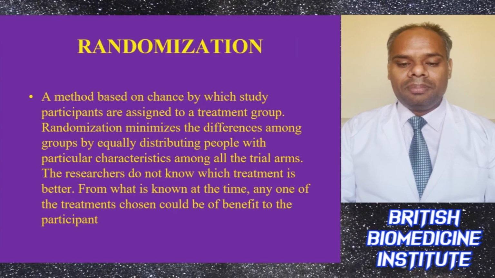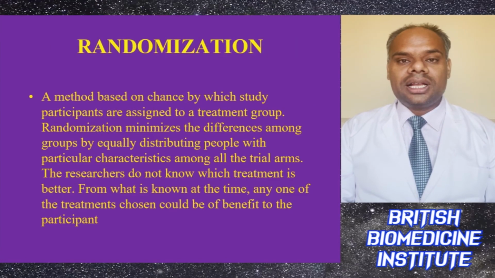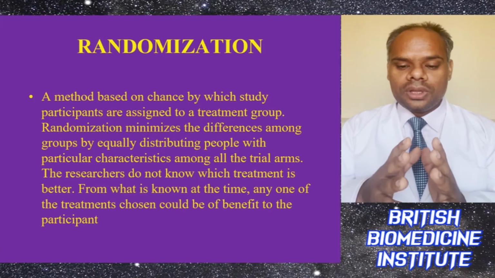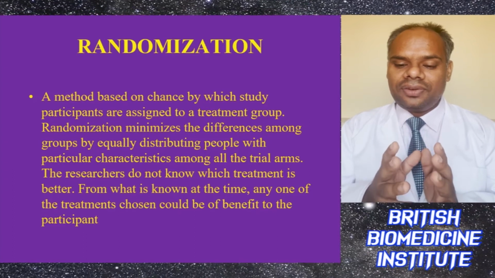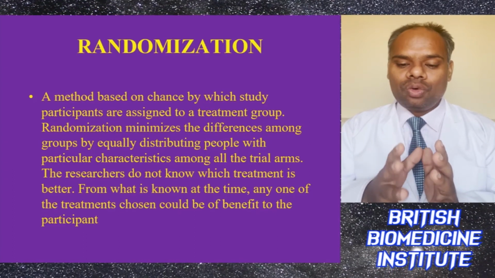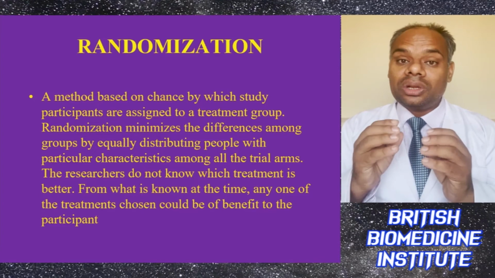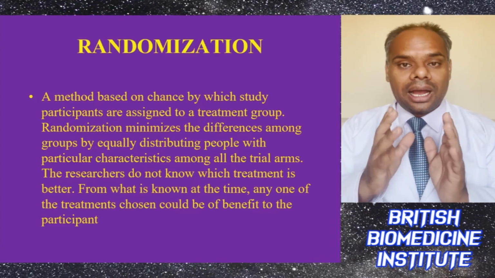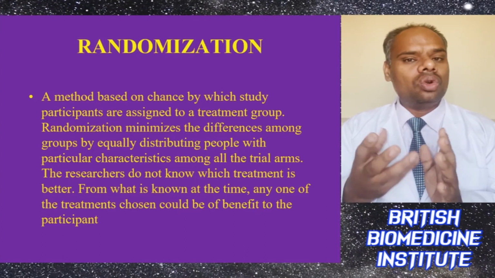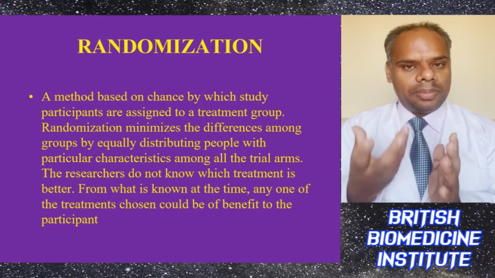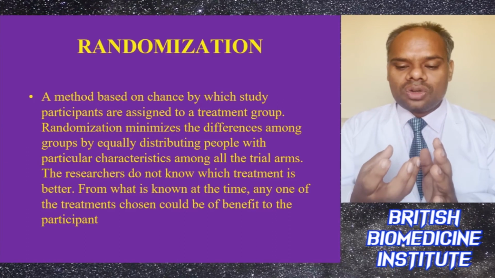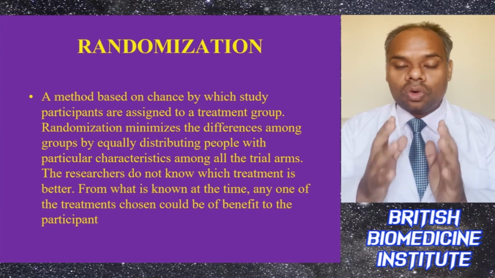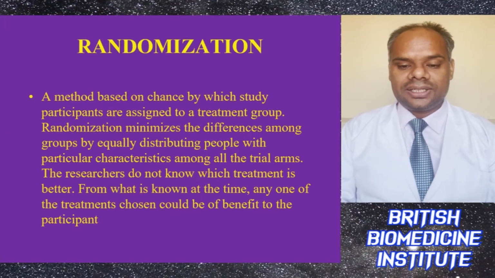Randomization is basically a method based on chance by which the study participants are assigned to a treatment group. Randomization will minimize the difference among the groups by equally distributing people with particular characteristics among all the trial arms. The researchers do not know which treatment is better from what is known at the time, and any of the treatments chosen could be of benefit to the participants or subjects.